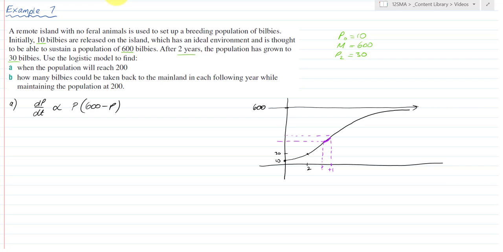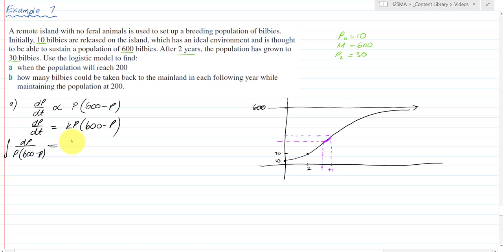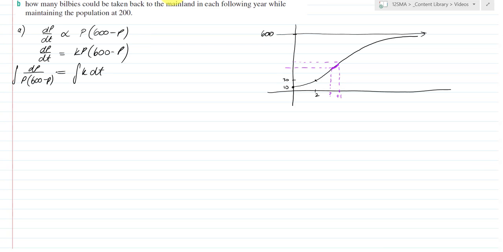So dP/dt is proportional to P times 600 minus P, and that means that dP/dt equals kP(600 minus P), which means that the integral of dP over P(600 minus P) is equal to the integral of k dt. Now we have to be careful here and do our due diligence and work on this partial fraction. I want to show what this is equal to, and we'll get something similar each time, but unless I've got a reason not to, I really should show this work.